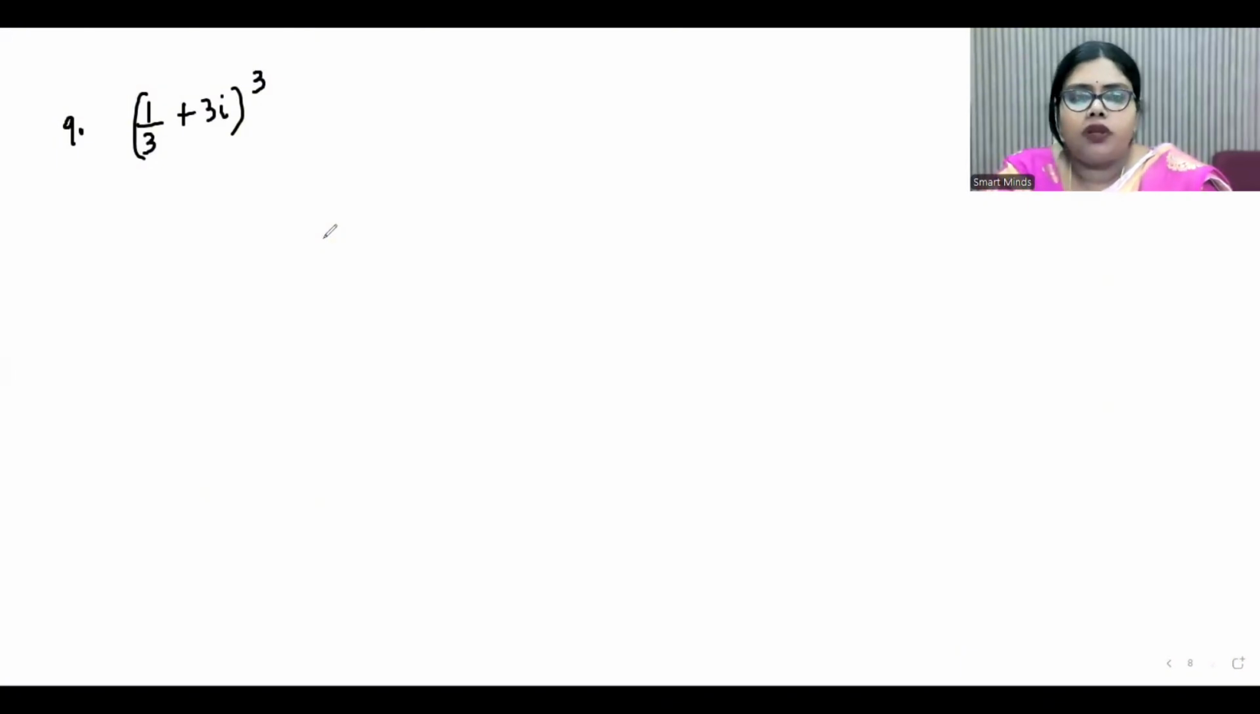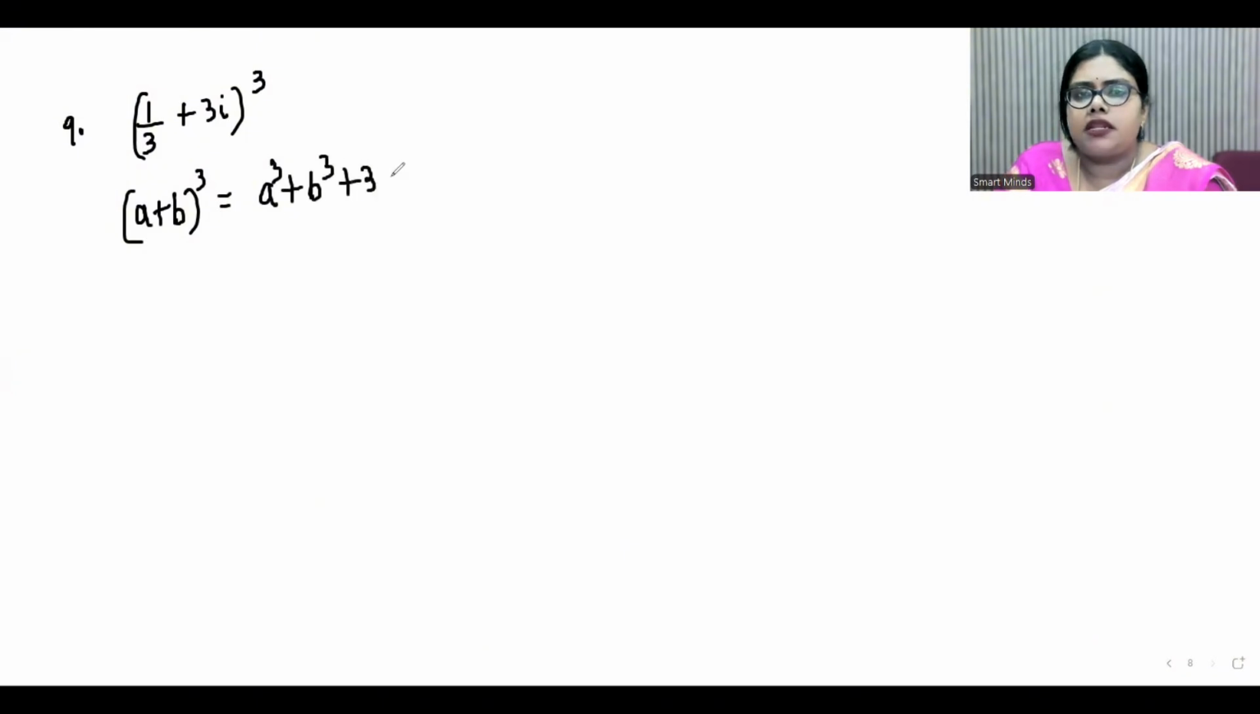Take the next question, 1 by 3 plus 3i whole cube. So you can see it is in the form a plus b whole cube. So for this you should know what is the formula for a plus b whole cube. So that is a cube plus b cube plus 3a square b plus 3ab square. So over here in the place of a you have 1 by 3. In the place of b you have 3i.